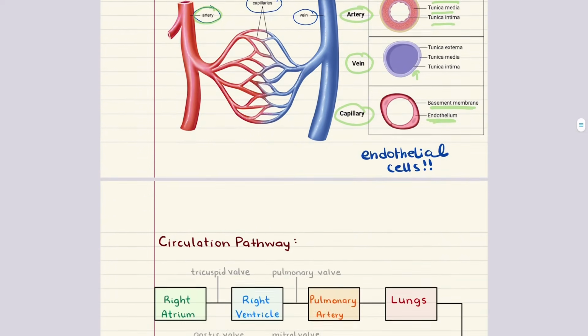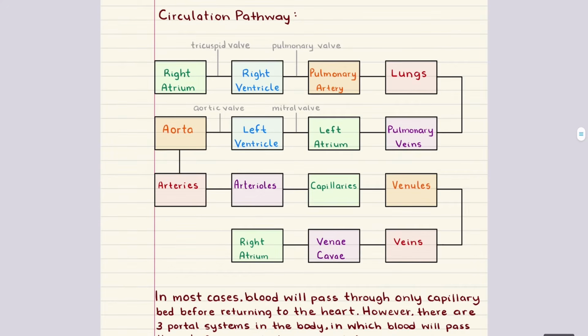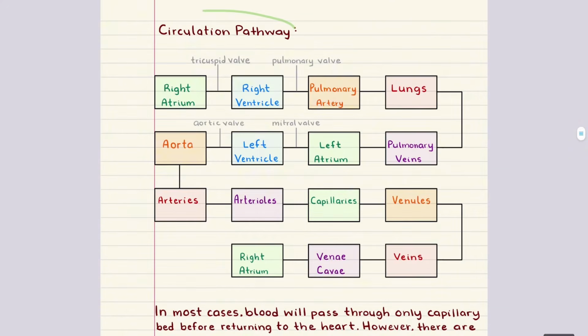Finally, to bring everything together, let's look at the complete circulation pathway, how blood moves through the heart, lungs, and body in one full cycle.